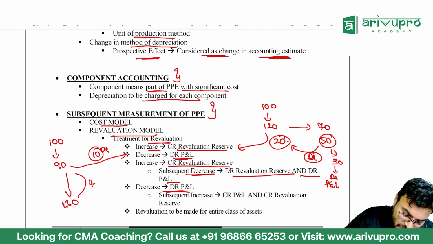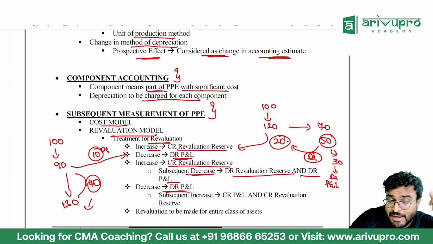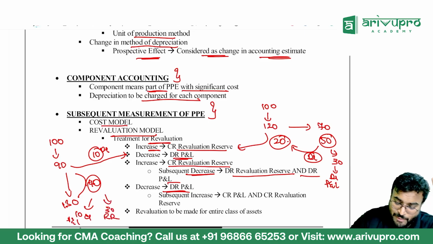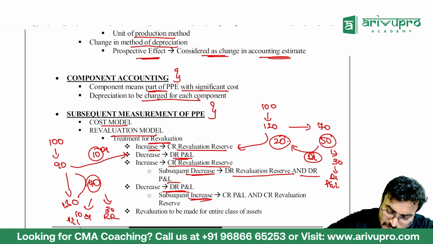That means an increase of 40. In this 40, 10 I had already put to P&L at that time. 10 you credit to P&L and the remaining extra 30 you put to revaluation reserve. For a subsequent increase, credit P&L and credit revaluation reserve.